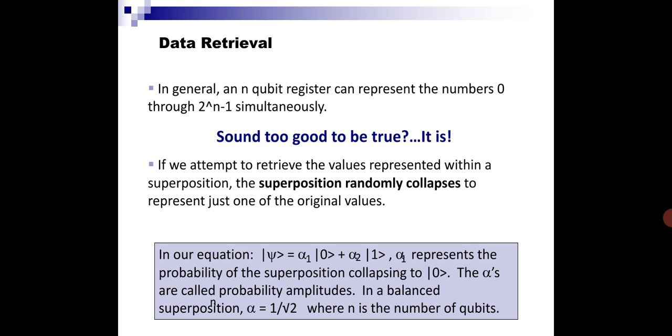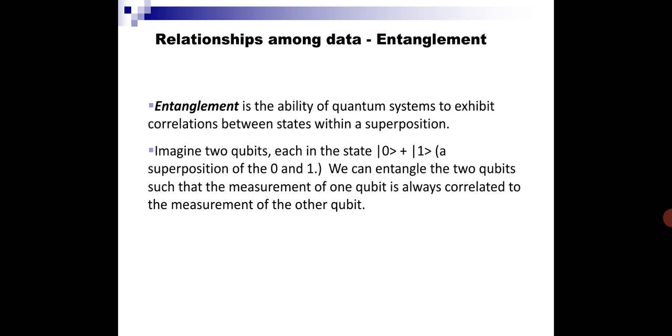If we attempt to retrieve the values represented within a superposition, the superposition randomly collapses to represent just one of the original values. Next, the relationship among the data: entanglement. Entanglement is the ability of a quantum system to exhibit correlations between states within a superposition.